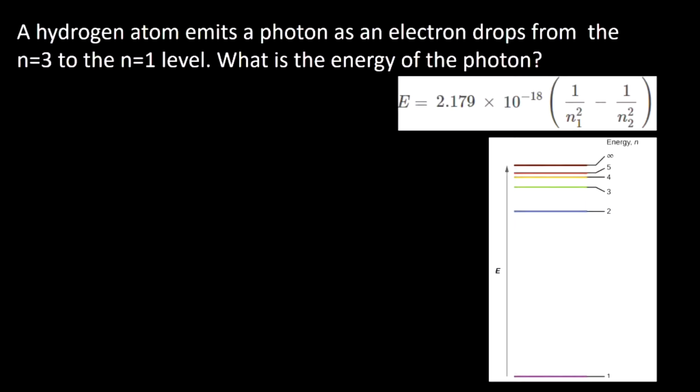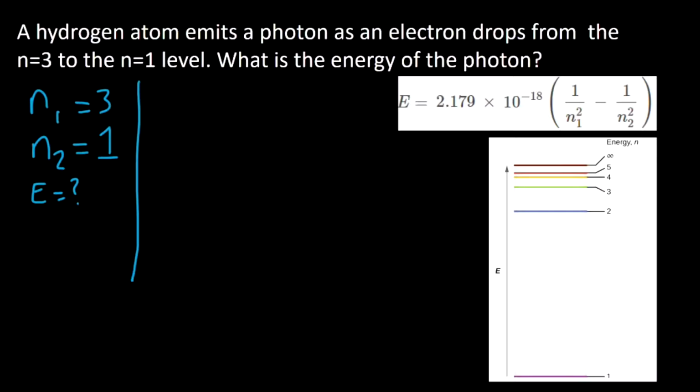Okay, so now let's actually try to calculate our value here. Let's again start by writing all the things we know. We know it starts at the n equals 3 level. So that means our starting n1 is equal to 3. We know that it ends up, that is our second n value, at n equals 1. And we know we're looking for energy. Okay, so now I can plug that into my equation. And let's do that here.